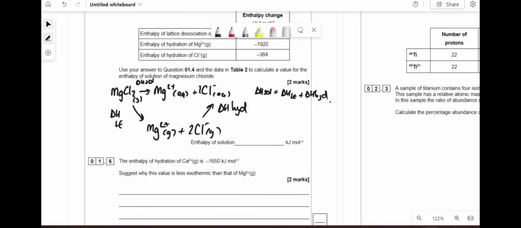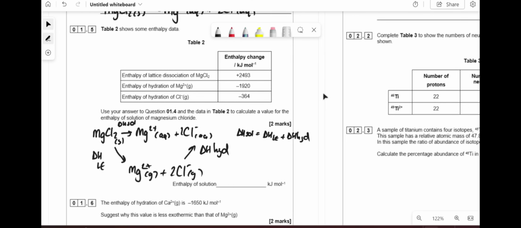All right, so always, always, always just draw out a cycle for all enthalpy changes, because then you can work out quite easily what's going on. That's why you need to know those definitions. So the enthalpy of solution would be the lattice dissociation enthalpy, so that's 2493, plus the enthalpy of hydration of magnesium, which is minus 1920, and then minus 2 lots of 364. Put that in your calculation, you should get minus 155 kilojoules per mole.